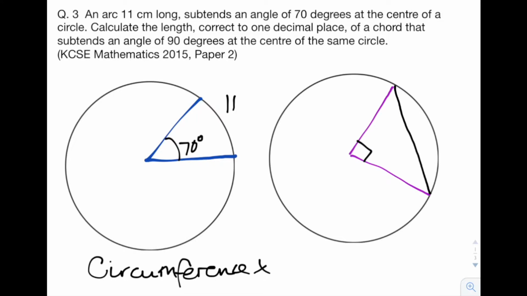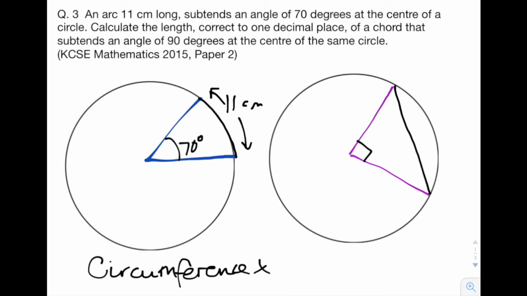So I've drawn the same circle out twice. The first time that I've drawn it out, I've shown an arc. So this arc here, which is 11 centimeters long, subtends an angle of 70 degrees at the center of the circle. And then next I've drawn out the same circle again, and I've shown a chord, this black line here, which is subtended by an angle of 90 degrees, a right angle, at the center of the circle.